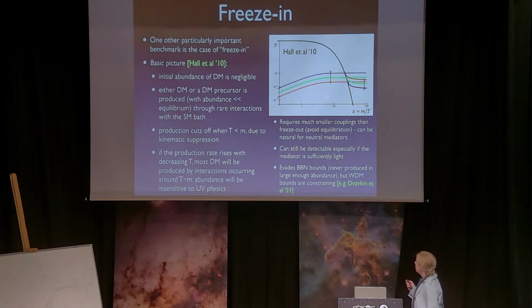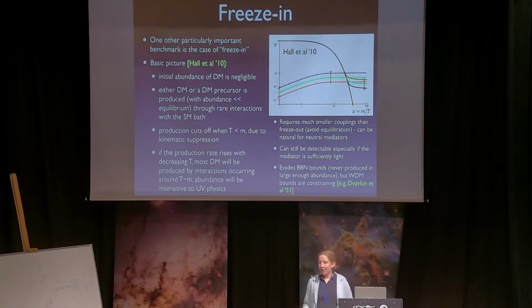Because in this case, the interactions are never strong enough to bring the dark matter into thermal equilibrium, this typically requires much smaller couplings than freeze-out. Now, that's pretty unnatural if you want the dark matter to interact directly with, say, the W and Z bosons in the standard model, so this doesn't work very well for the WIMP scenario. But if we're talking about neutral vector or scalar mediators that have some tiny mixing with the Higgs boson or the standard model photon, then this can be a natural scenario.